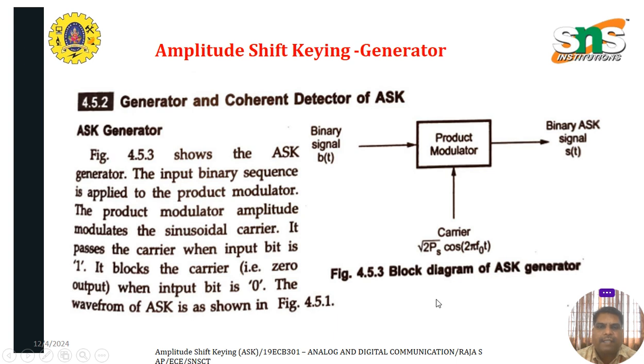The input binary sequence is applied to a product modulator. The product modulator amplitude modulates the sinusoidal carrier. So here it is a sinusoidal carrier. It passes the carrier when the input bit is 1, and it blocks the carrier when the input contains 0. This makes the generating process simple. If the data is 1, the carrier is multiplied and passed. If the data is 0, the output is simply 0, so no data is multiplied with the carrier.